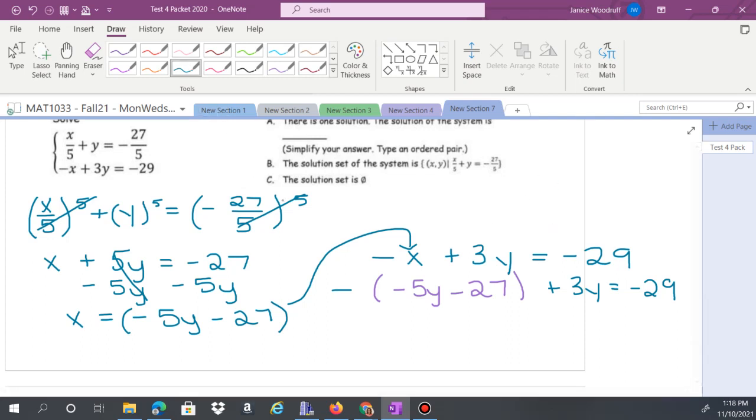Okay, so if I work this whole thing out, I'm going to get, this is a negative 1. So I'm going to distribute this. So negative 1 times negative 5y will give me a positive 5y. Negative 1 times negative 27 will give me positive 27. Bring down the plus 3y. Bring down the negative 29. Let's combine these terms here. So I have 5y plus 3y. That'll give me an 8y.